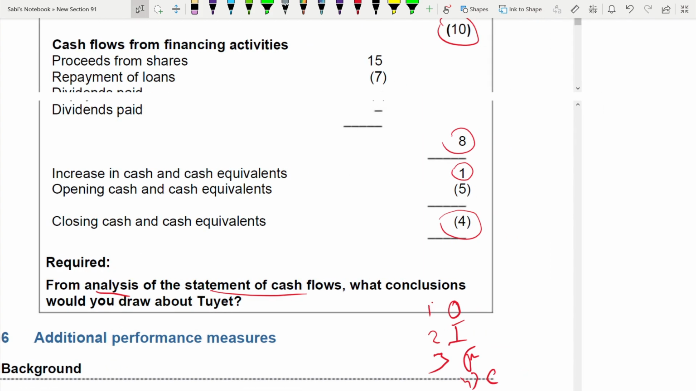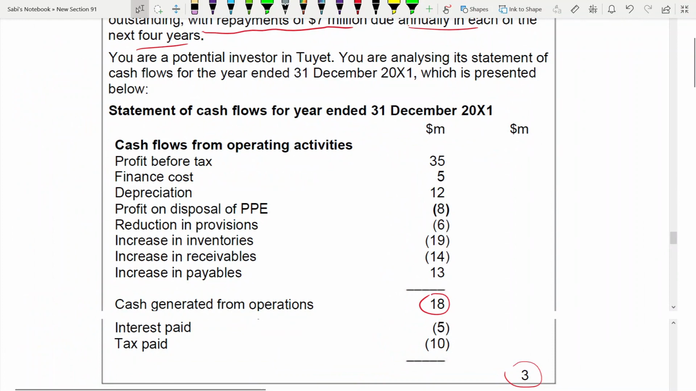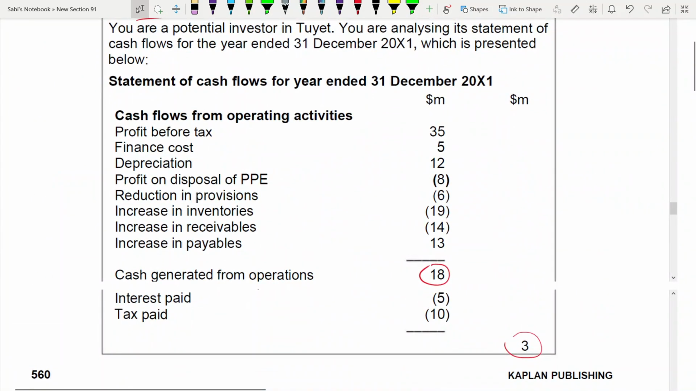Okay. And here you have been given. So from operating activity, just see. Only this part you need for operating section. What are you seeing here? Starting with profit. You have finance, depreciation. Okay, those things are fine. We are working more on these parts. We are having a reduction in provision. Increase in inventory. You see, increase in inventory.